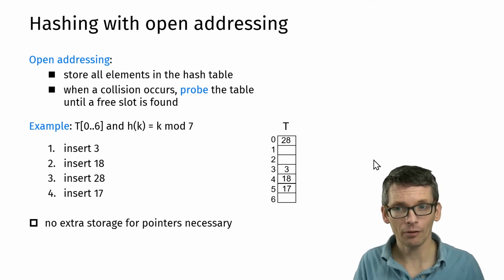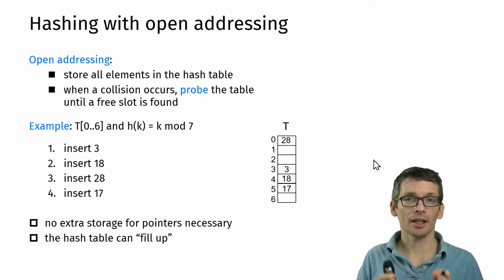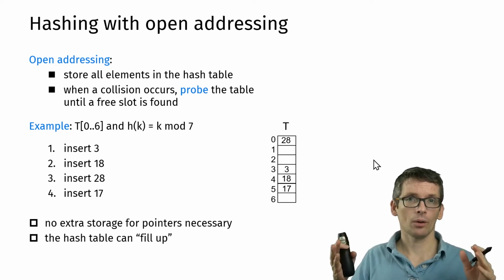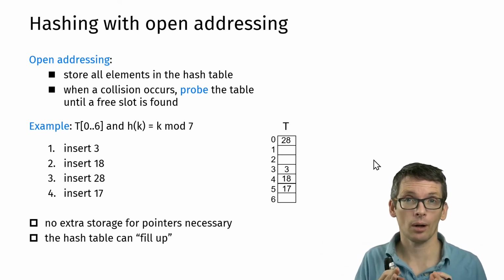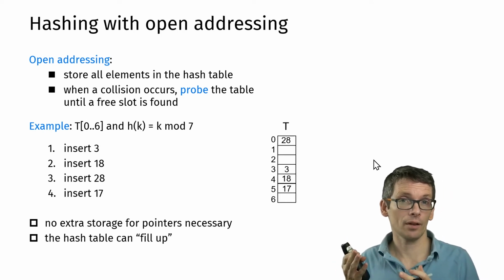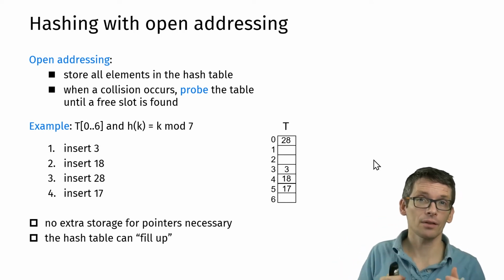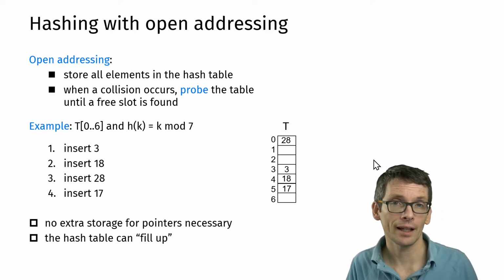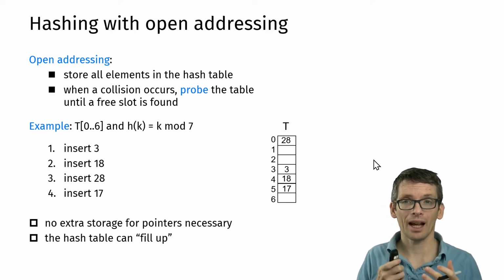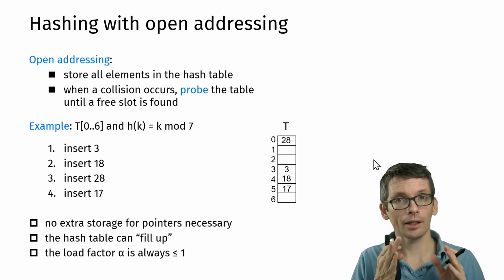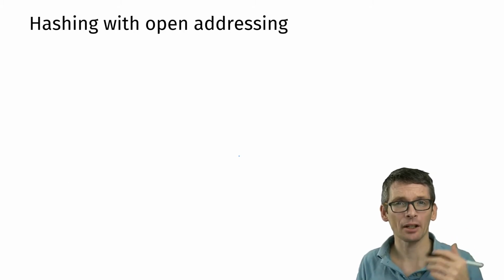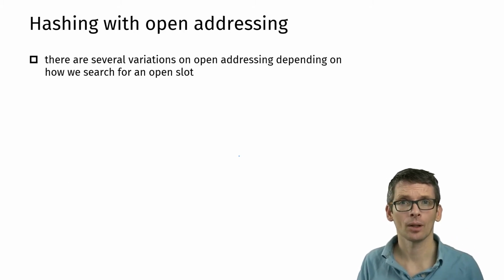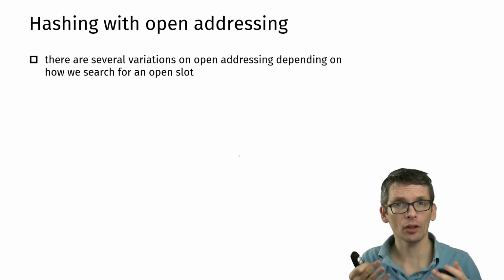We do have to be careful because now the table can actually fill up. So at the point where we have, let's say, m elements in the table, then we're really in trouble. Probably already before that, because even the mth element will have a very difficult time finding a cell. So the load factor will have to be smaller or equal to 1, and it would be better if it's not too close to 1. So if a cell is taken, how do we decide which cell to probe next? There are different schemes for that, different variations of open addressing depending on the strategy.